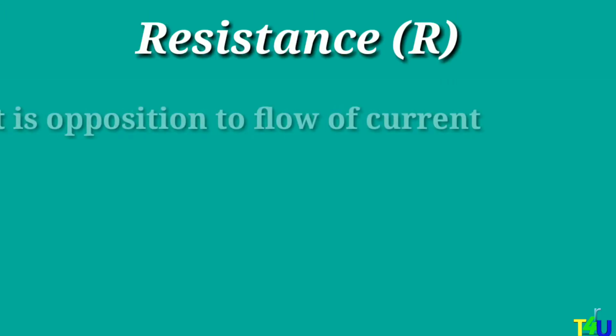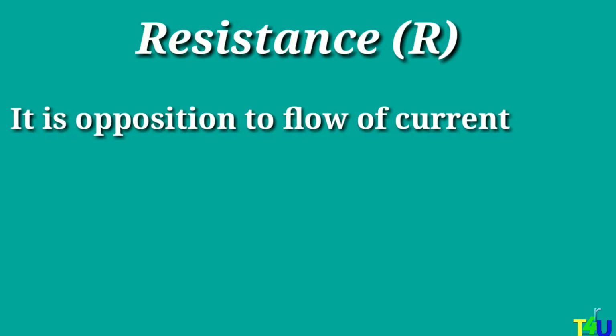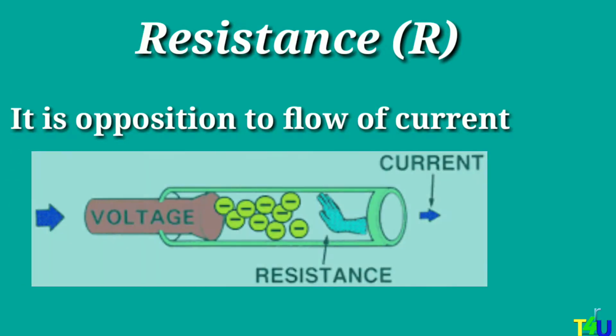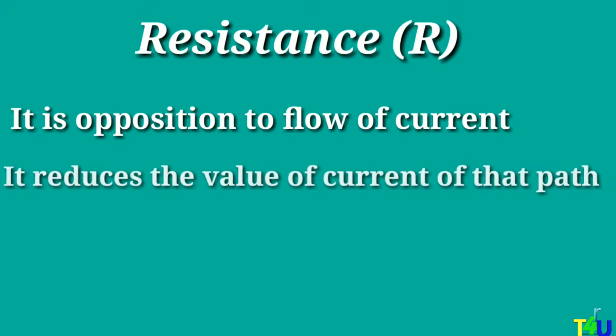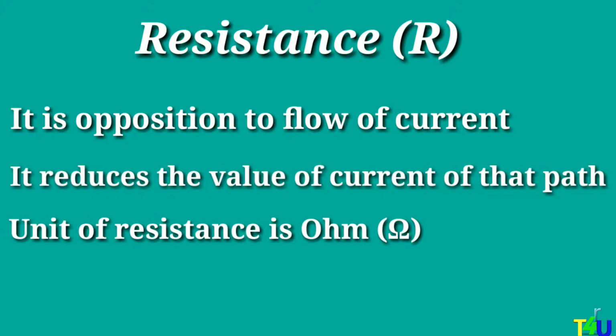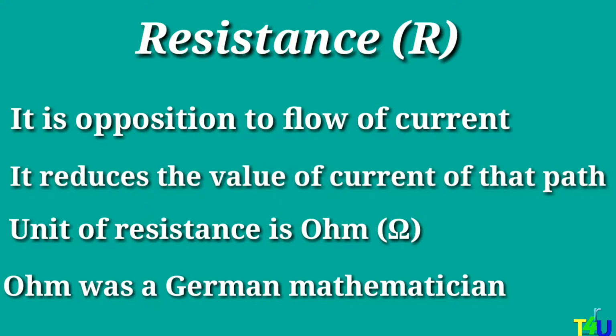So let's get started. Resistance is nothing but an opposition to the flow of current. It opposes the flow of electrons, therefore reducing the value of current in that particular path. And the unit for resistance is ohm. Ohm was a famous German mathematician.